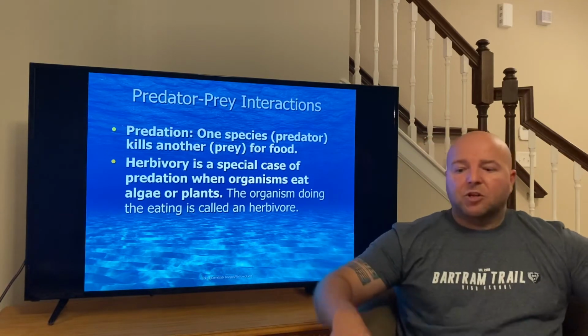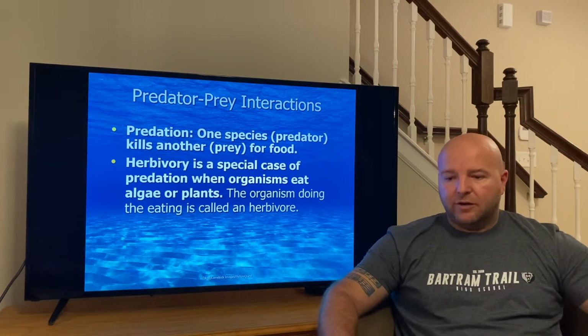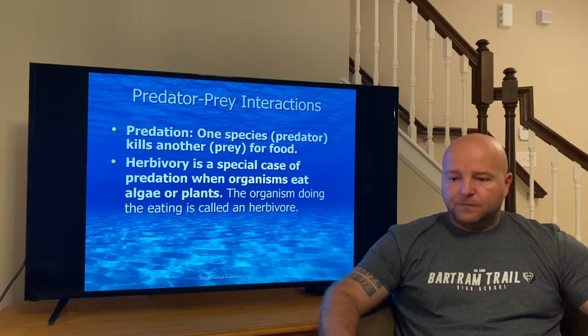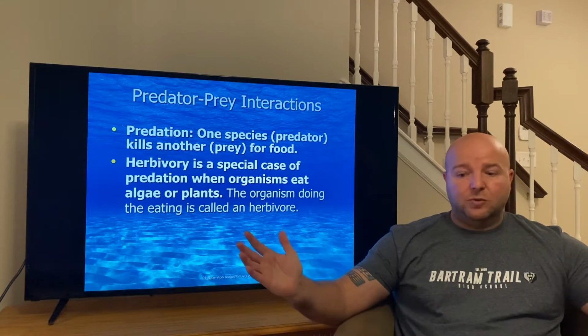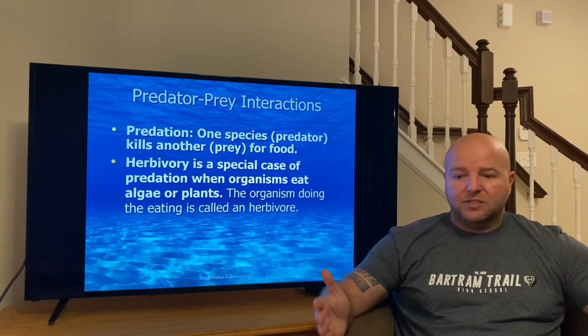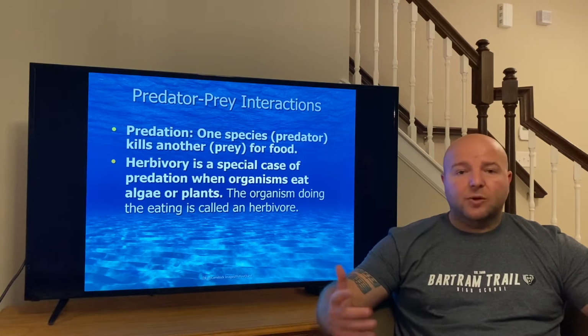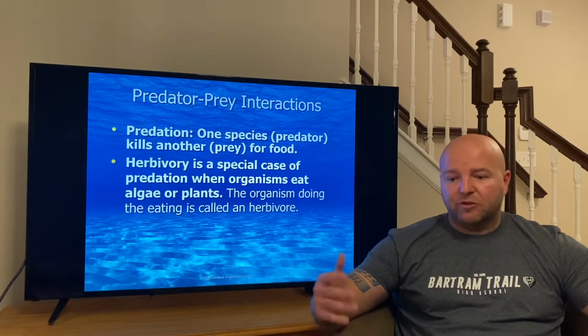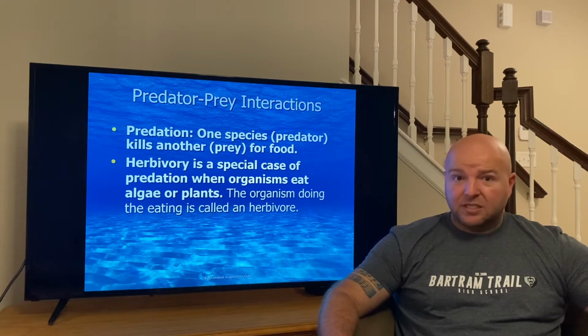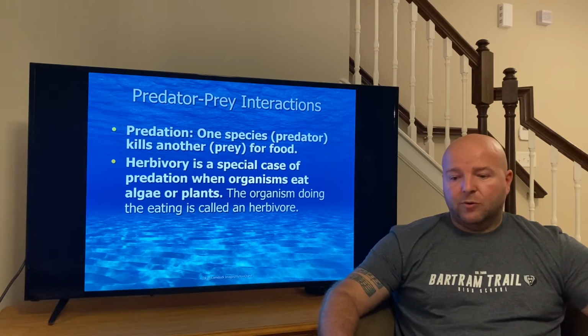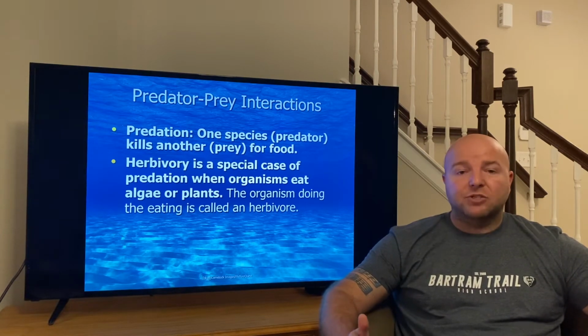All right, now we come to predator-prey interactions. Predation is when one species consumes another. It uses the word kill there, but that's not always the case, because you also have instances of herbivory, which is a form of predation where organisms will eat algae or plants.